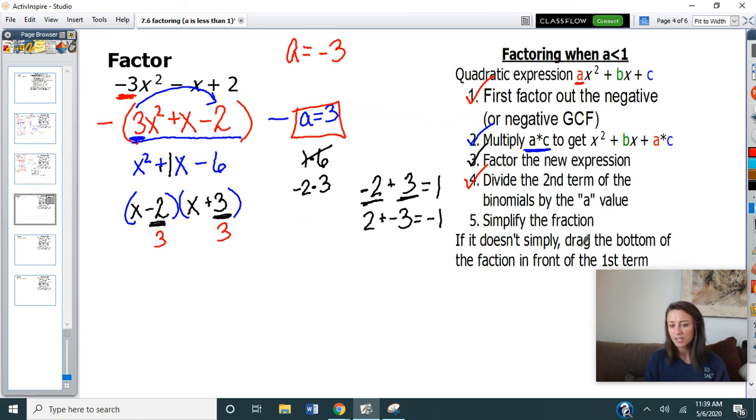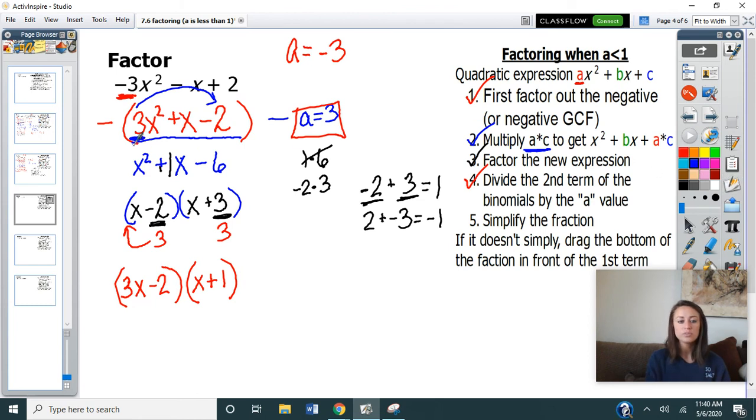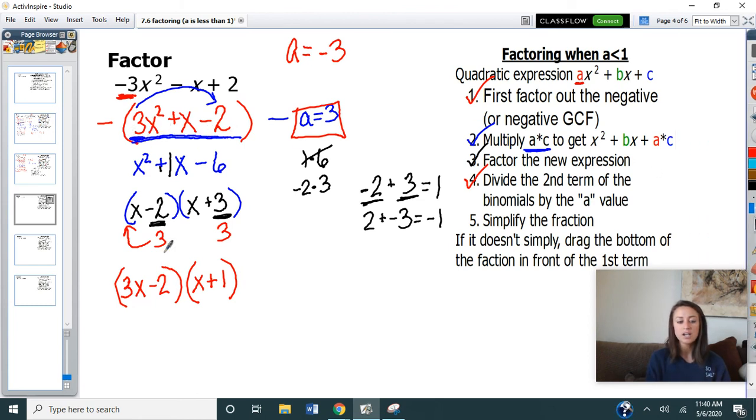So if it doesn't simplify, you drag the bottom of the fraction in front of the first term. So instead of being x, it's now going to be 3x. And it's going to be -2. And then this does simplify. X plus 3 divided by 3 is 1. So this whole thing in blue, what we're factoring, factors to give me this. But this isn't my answer because remember, we factored out a negative. So you need to have that negative on the outside. And this would be your answer.